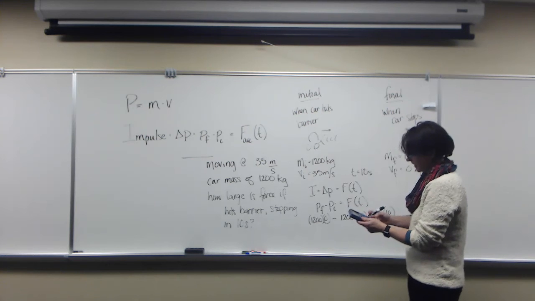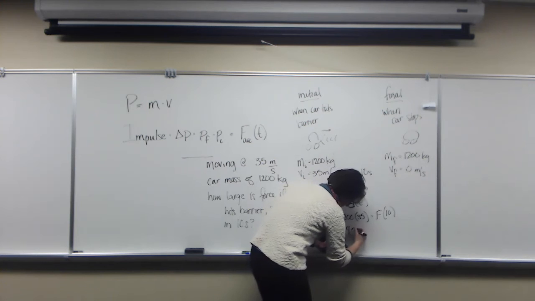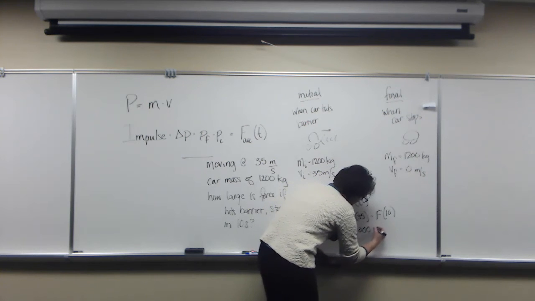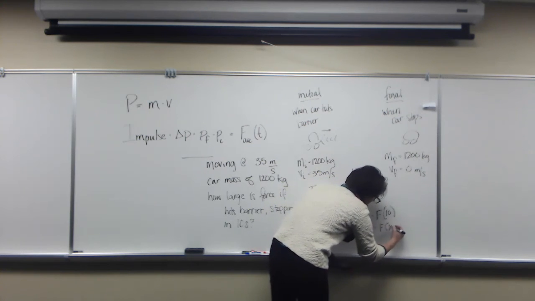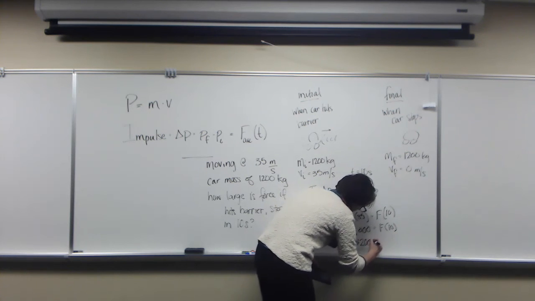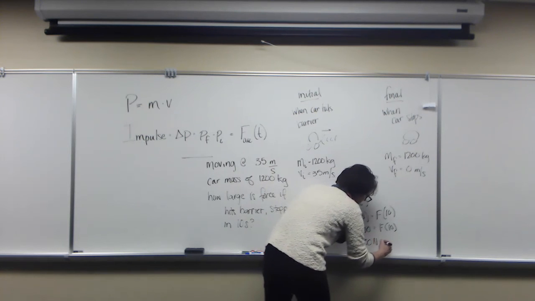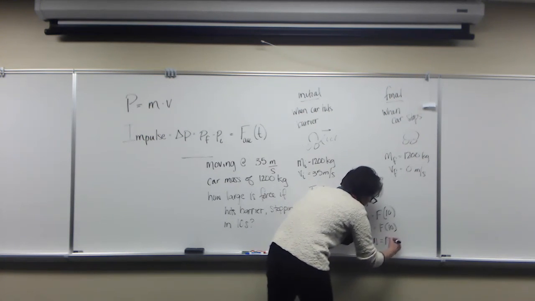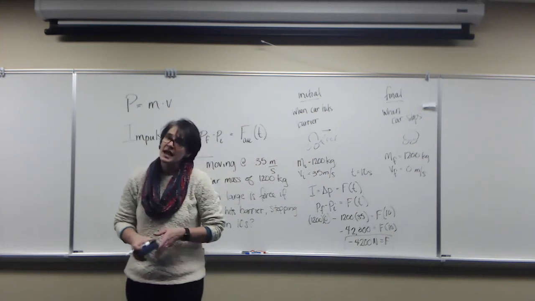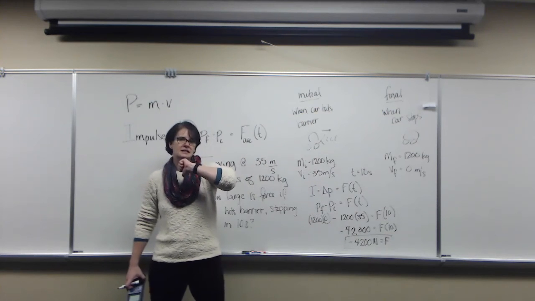1,200 times 35. So negative 42,000 is equal to my force times 10. So negative 4,200 newtons is equal to my force. It's important to note that negative. That tells us that the force is acting to the left.